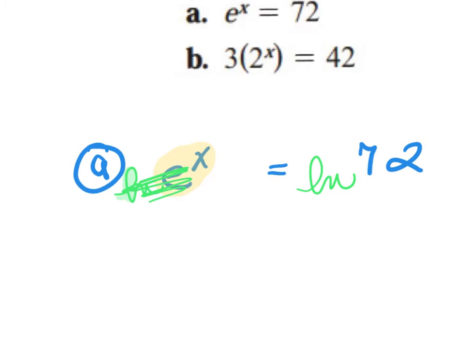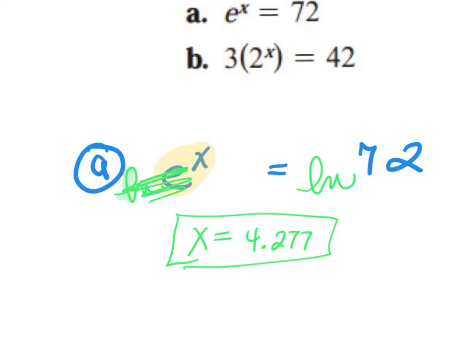When these cancel out, my x comes down, and in your calculator, ladies and gents, what is the natural log of 72? Give me three decimal places. 4.277. Victoria, you get the same thing? Yeah. All right, Pierce, you get that? I'll throw it in there. Now, guys, I got x equals 4.277.